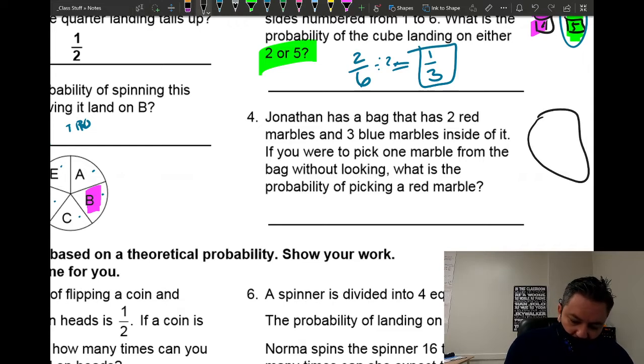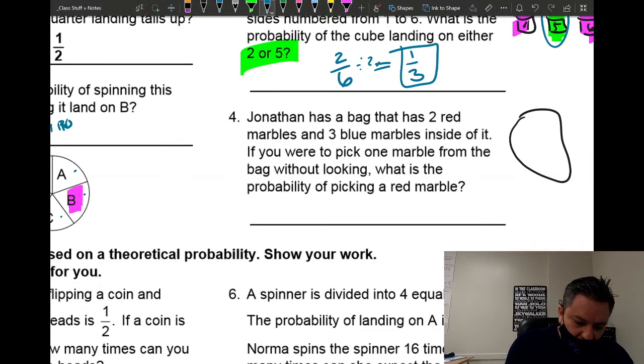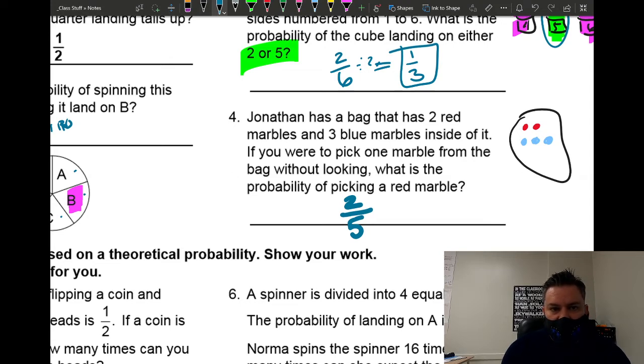Let's draw it. It has 2 red marbles and 3 blue marbles inside of it. If you were to pick a marble from the bag without looking, what is the probability of picking a red marble? How many reds do I have? 2 out of how many? 5. That's it. Can you simplify that any further? I can't.